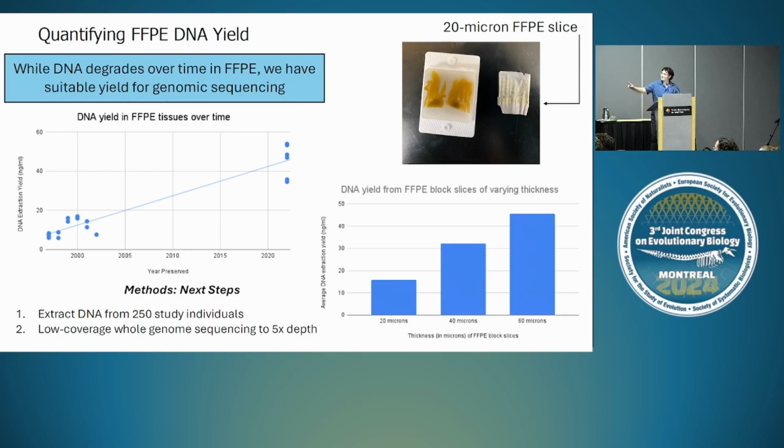And we can see from the study period of interest on that graph on the left that we have lower yield than samples that were extracted from tissues that were preserved that year, but it's still a viable amount. So the next steps in my method are to extract DNA from 250 study individuals, and then we're going to do low coverage whole genome sequencing.